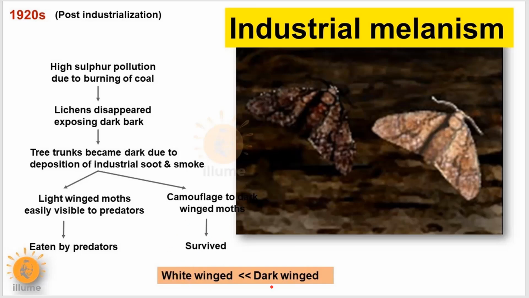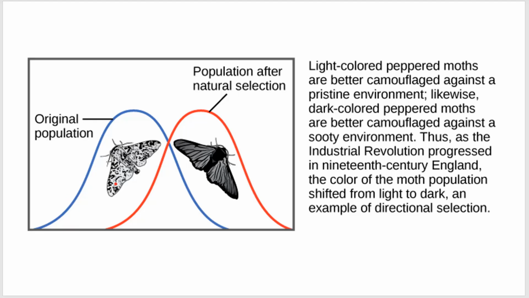So the survival of the dark-winged moths was much higher than the white-winged in areas where there were more industries. So what happened with this kind of change? In the original population, the majority of the moths were light-colored peppered moths. They are better camouflaged against a pristine environment. Whenever there are no industries, in a normal environment, the white-colored moths had better camouflage. But the dark-colored moths were better camouflaged against a sooty environment.